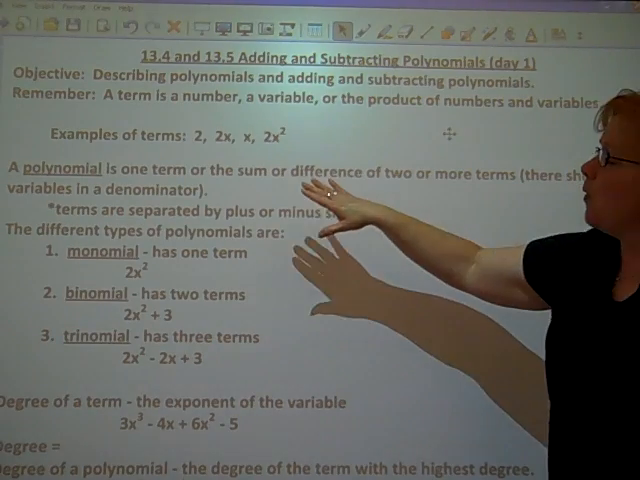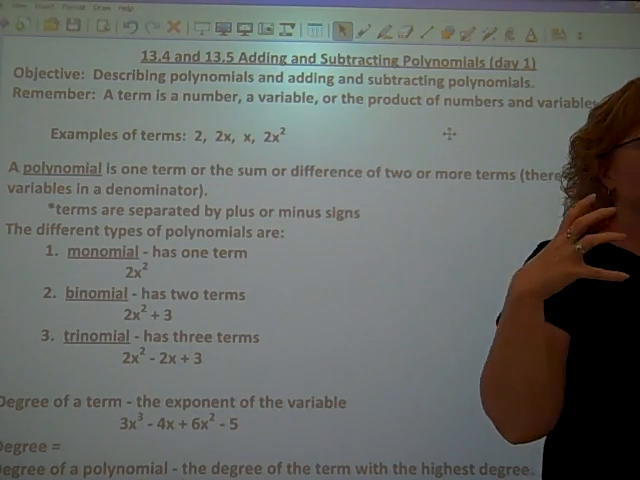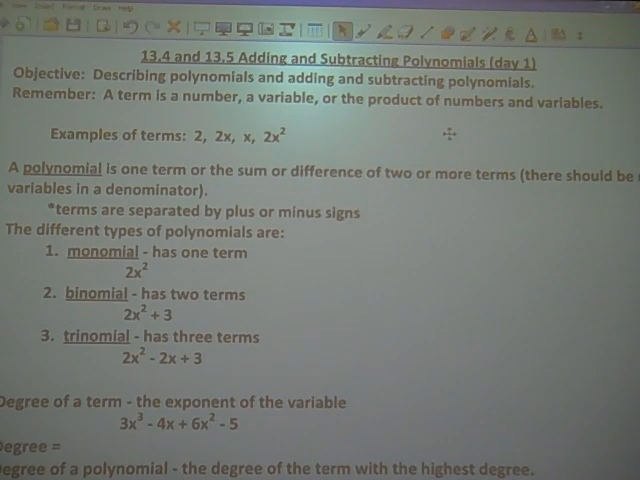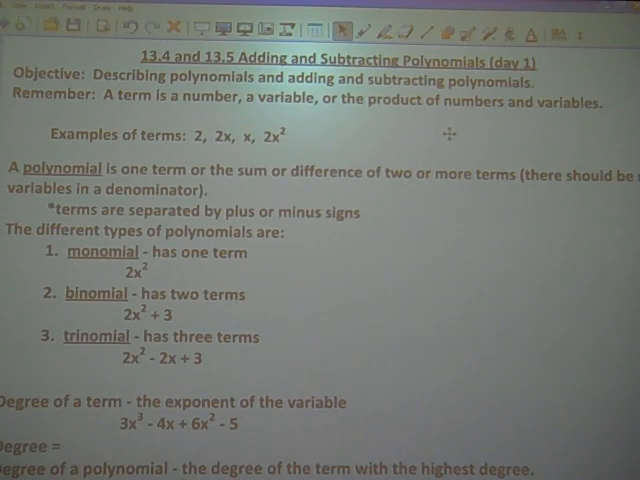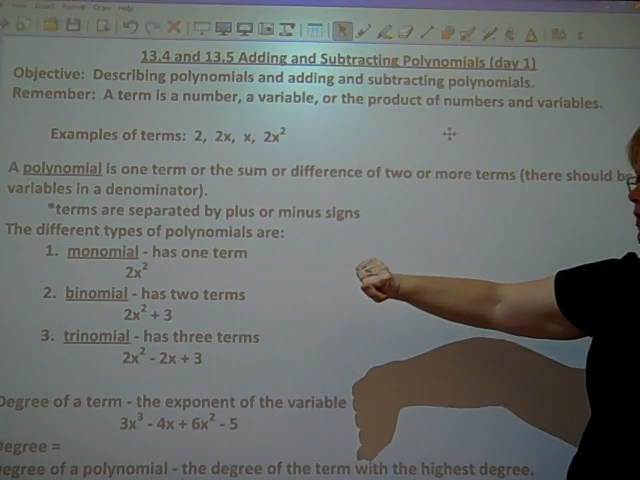Okay, so the polynomial, and I think people get scared by that word. They're like, polynomial, that sounds like a really hard math term. It is not difficult, it's just a new word. A polynomial is one term or the sum or difference of 2 or more terms. And then I also have in parentheses that there should be no variable in the denominator. You guys really don't need to know that, but it's part of the definition, so I felt I couldn't leave it out, but you'll need to know it later, okay? But for the sake of our homework and what we're doing here in 8th grade, it's not important to you yet.